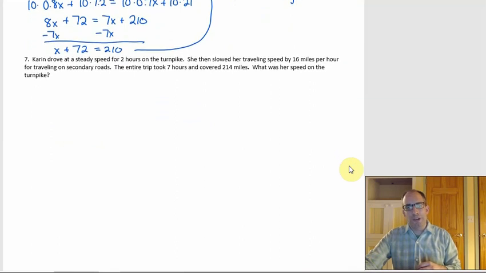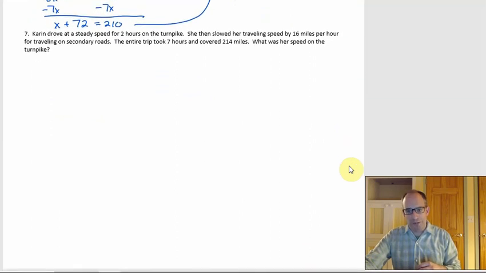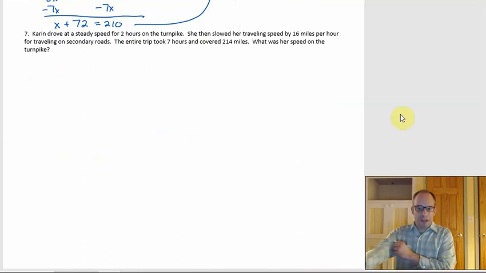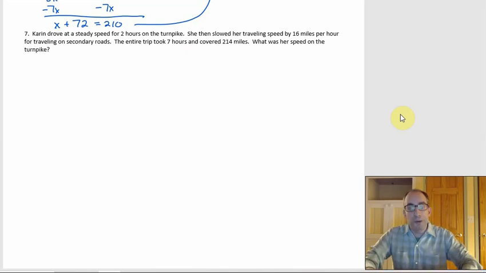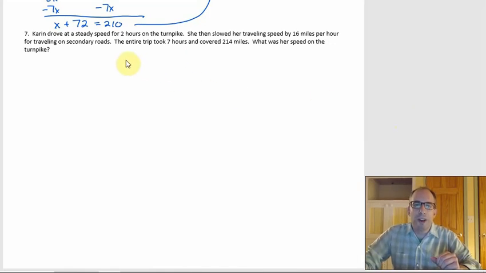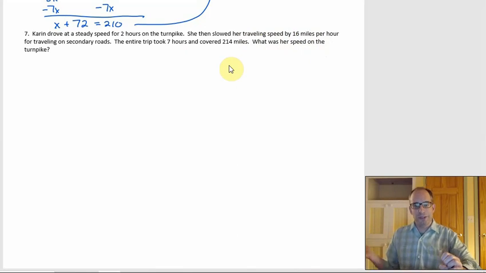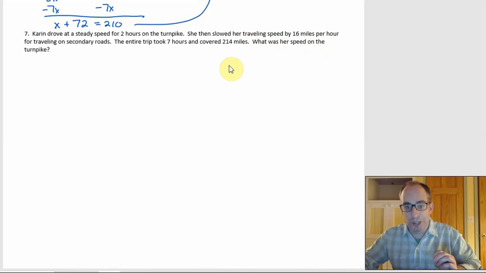So if it's a question about uniform motion, like this one, the formula for speed, that speed equals distance over time, you're probably going to use it. And you can use that in sort of like a table form too. But what we've got, it says that Karen drove at a steady speed for 2 hours on the turnpike. Then she slowed down and traveled 16 miles an hour slower on secondary roads. And then we know how long the entire trip took, and we know how much it covered.